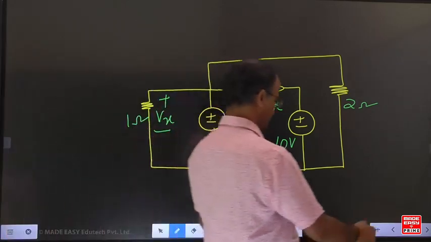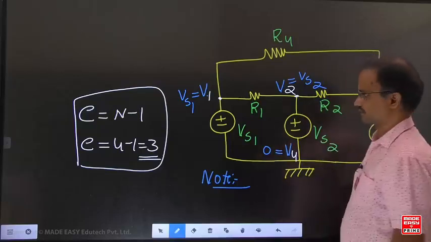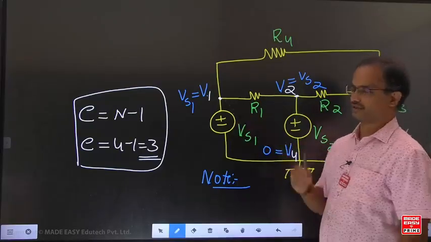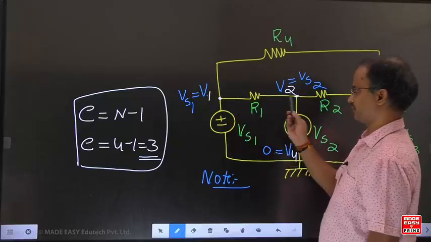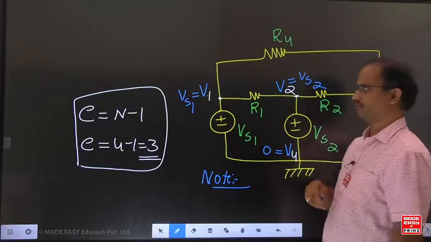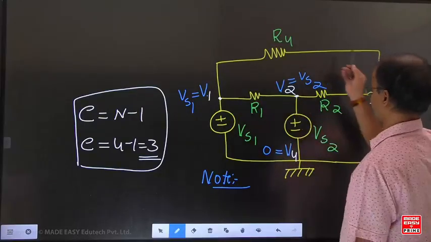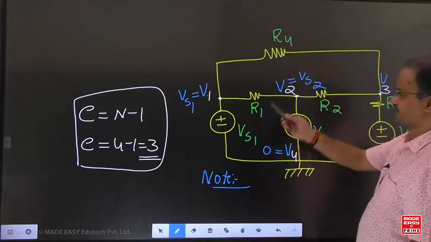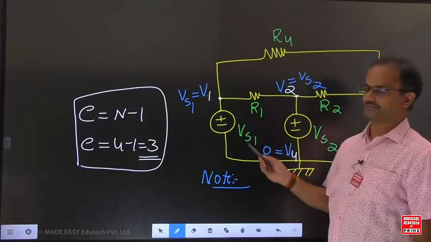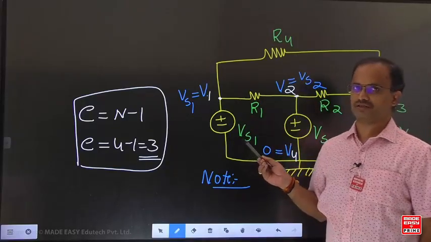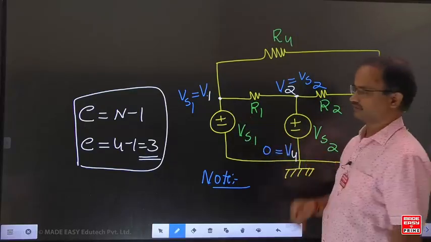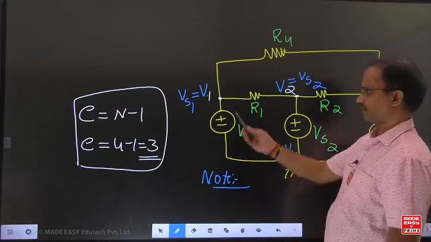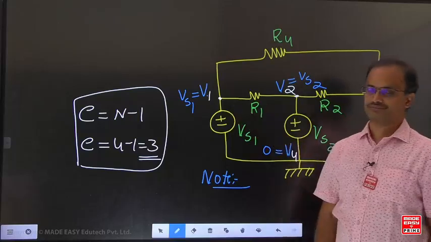Prashant, if you want to write the KCL, we need the current of each branch. What is the current of this branch, Prashant? V1 minus V2 by R1. What is this current? V1 minus V3 by R4. But you don't know the current of this branch. What is needed for KCL? The current of each branch is required. Here you don't know any current, that's why we can't directly write the KCL equation.